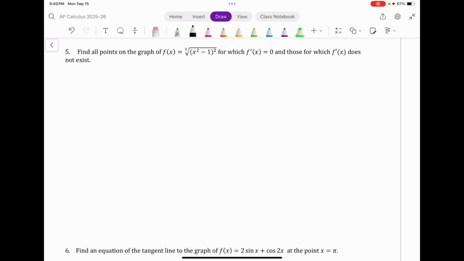All right, on 5, we want to find all the points on the graph of f of x for which the derivative equals 0, and for which the derivative does not exist. Okay, so let's rewrite the function to be (x squared minus 1) to the 2/3. All right, and so we want to find the derivative. So f prime of x would equal 2/3 (x squared minus 1) to the negative 1/3, and apply the chain rule. So times the derivative of the inner function, which is 2x.